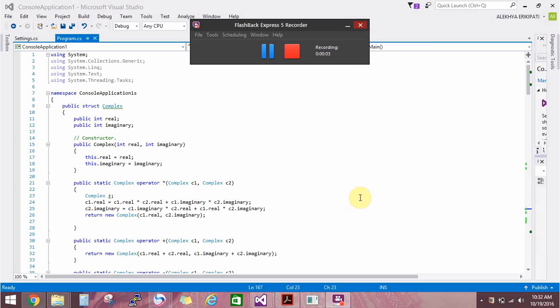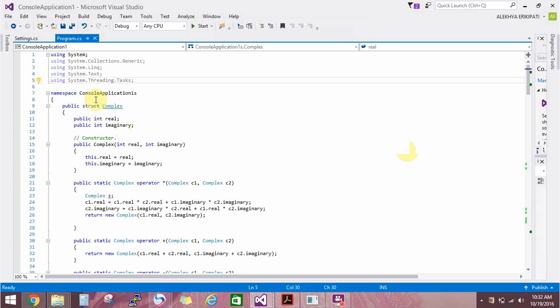So this is the second exercise called operator overloading. Here I have a structure called Complex, and I have declared two variables called real and imaginary, which will be initialized in the constructor called Complex.